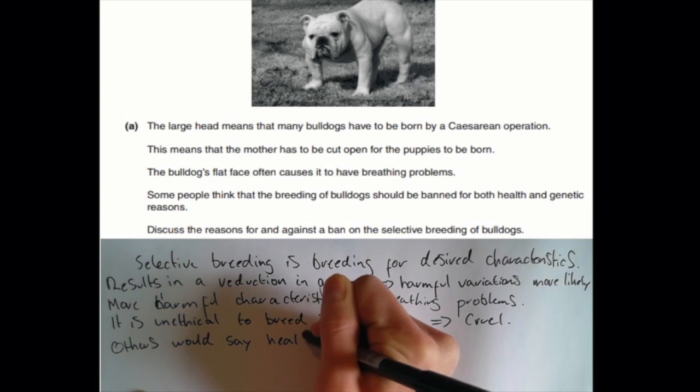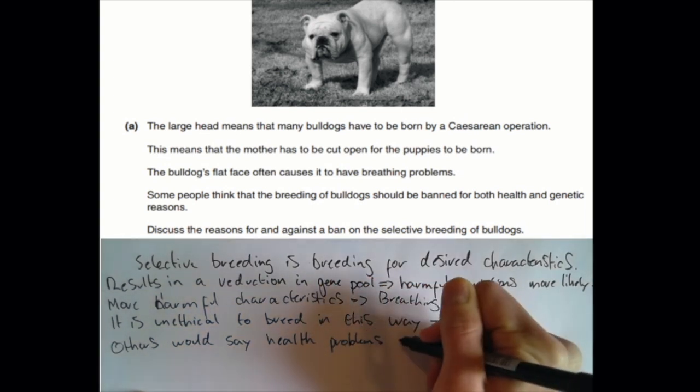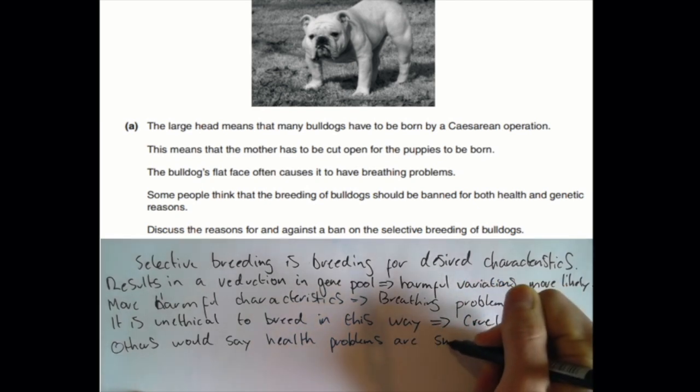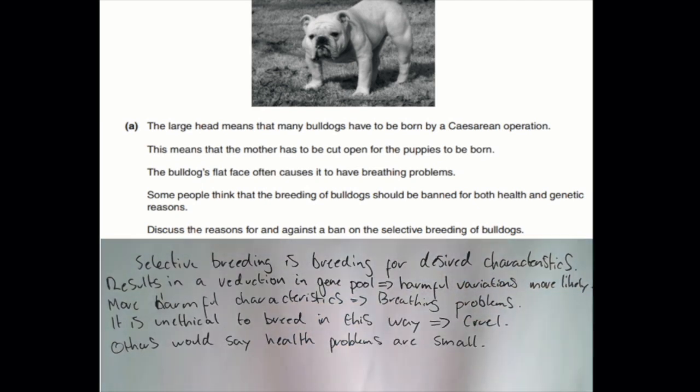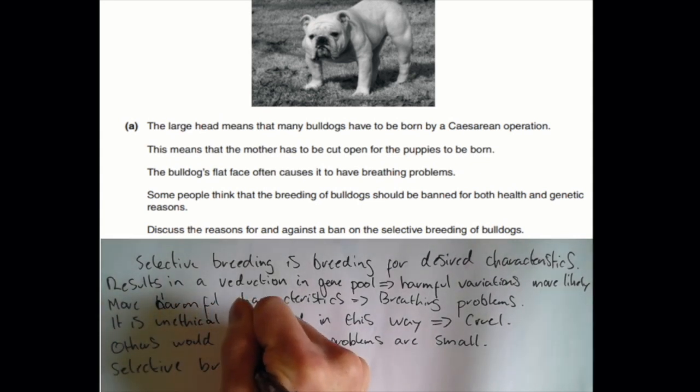health problems are small. A caesarean is a fairly routine operation most of the time. It's unlikely to kill it. The breathing problems, while they can be significant, they don't necessarily affect the animal's overall quality of life. And then the key argument against this is that selective breeding has been around for a long time.